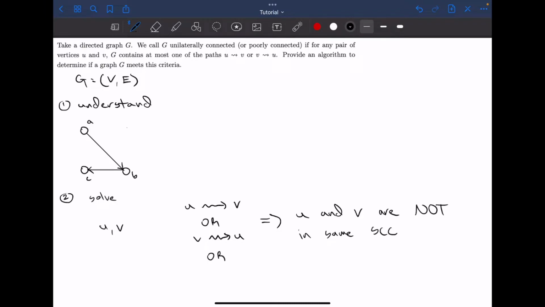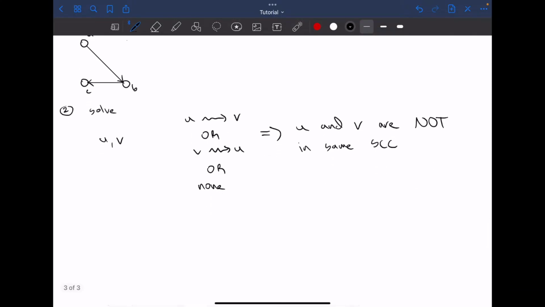There's also the possibility that there are no paths between U and V at all. There's no U to V path or V to U path. In that case, U and V are trivially not in the same strongly connected component because there's no path between them at all. So they can't be strongly connected.